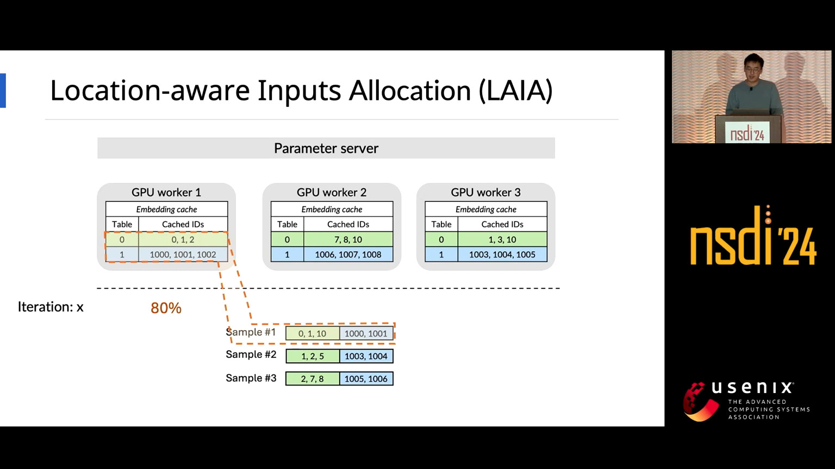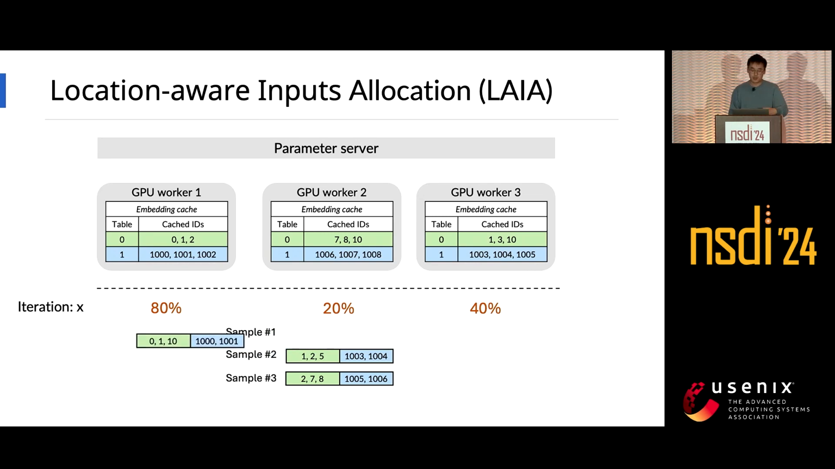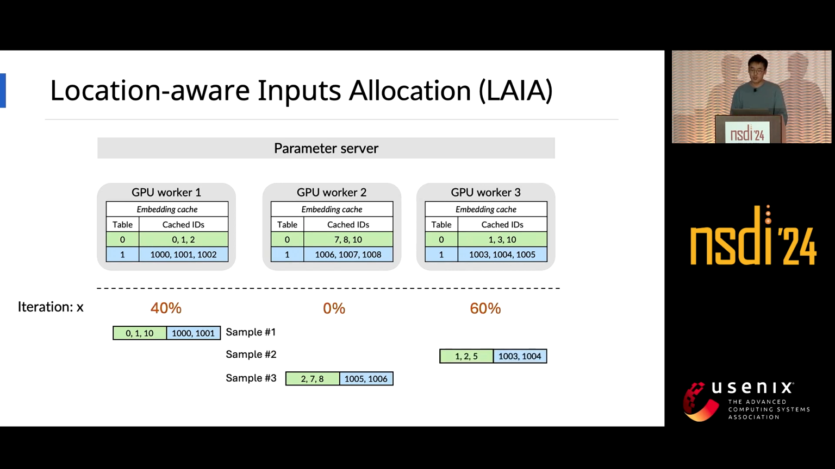First, we need to compare the cache capability between the input samples and the local cache in each GPU worker. For example, for sample 1, we compare its cache consistency with GPU worker 1, and we find that 80% of its embeddings can be found in the local cache. Similarly, we can find the cache capability for other samples. So in this case, we will dispatch the first sample to worker 1. And similarly, we can continue this process to dispatch the other samples to other workers.